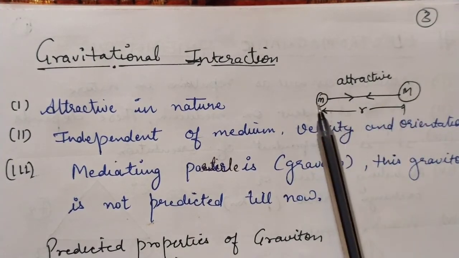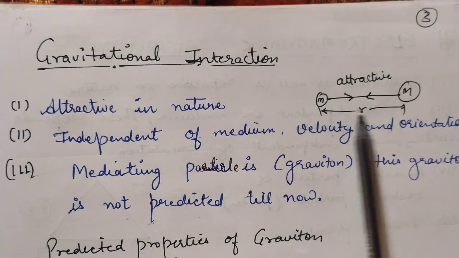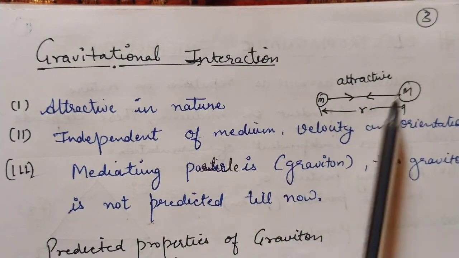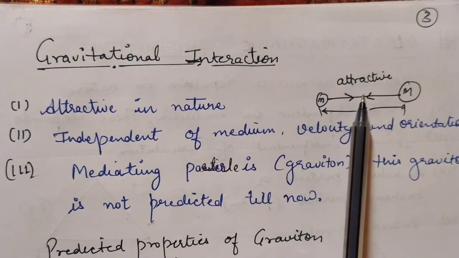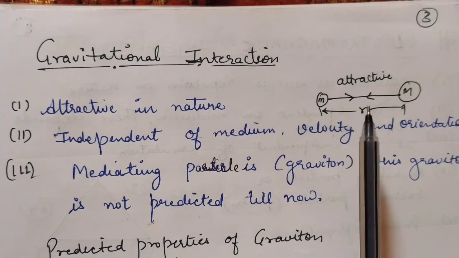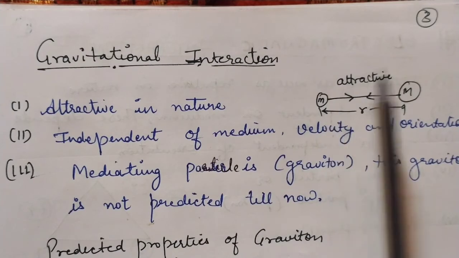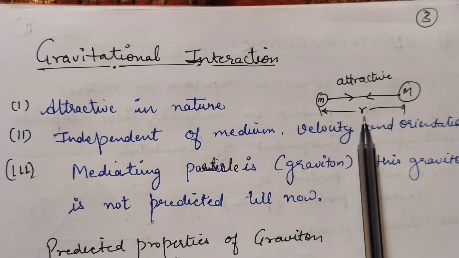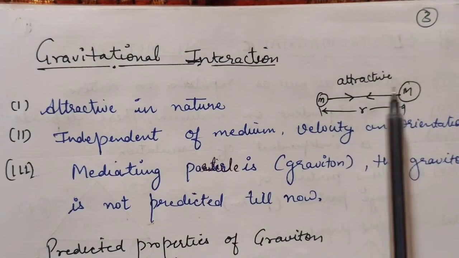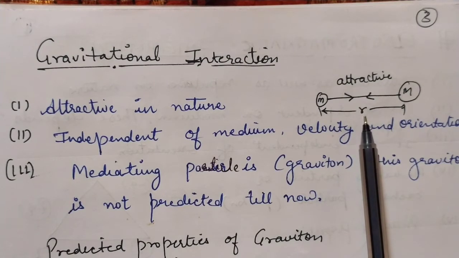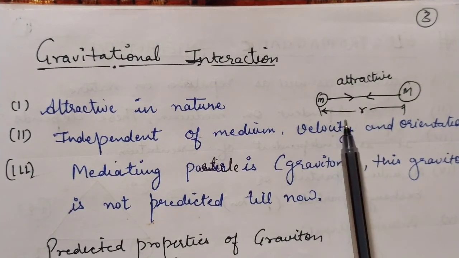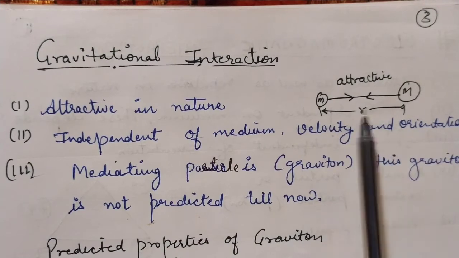So if two bodies attract each other with a distance r, then there is a formula known as the gravitational force formula, that is F is equal to m1 m2 upon r square. F is directly proportional to the product of these masses, and inversely proportional to the square of the distance between these bodies.